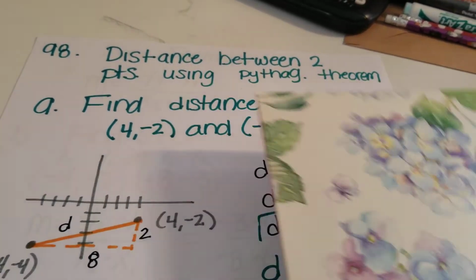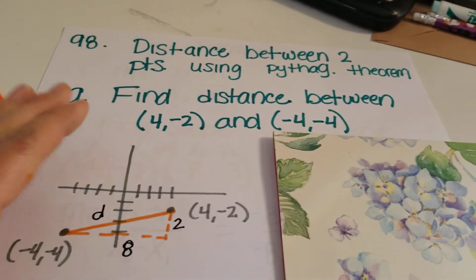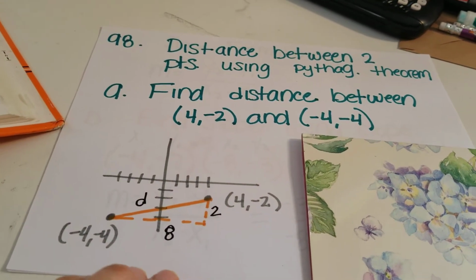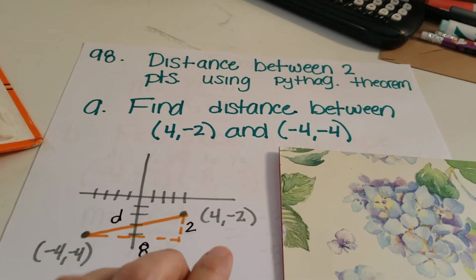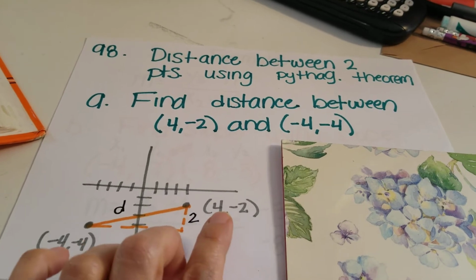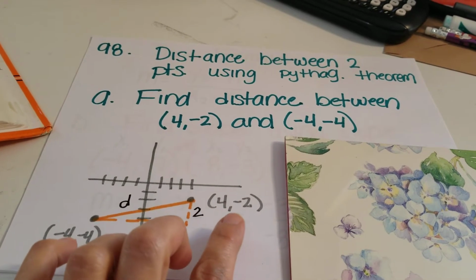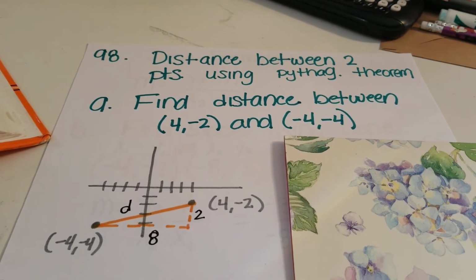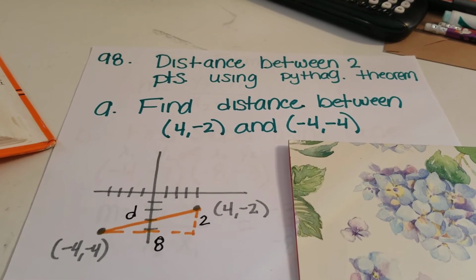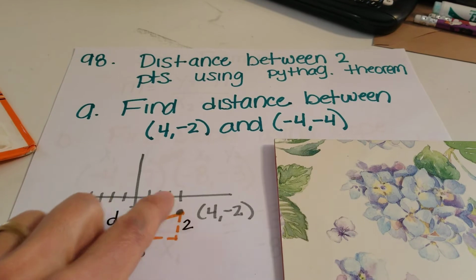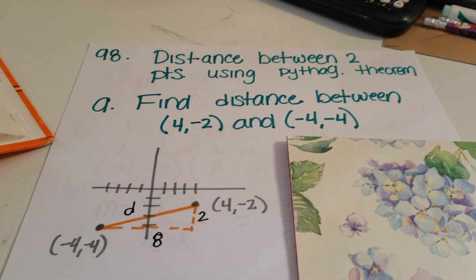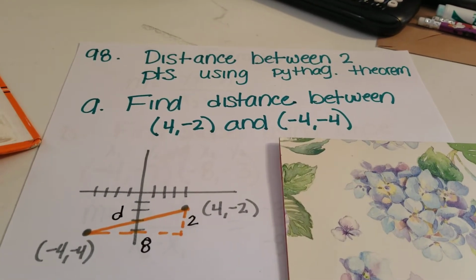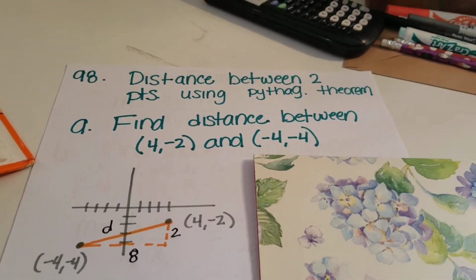So the first thing I'm going to do is graph this. I drew my graph and my 2 points. I have (4, -2) over here, and (-4, -4) over here. Then I attach them with that solid orange line. And this whole lesson is about using the Pythagorean theorem to find the distance.